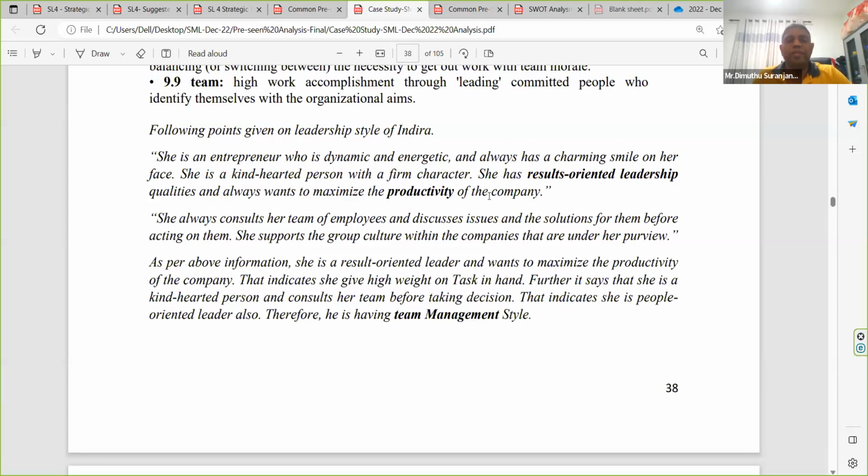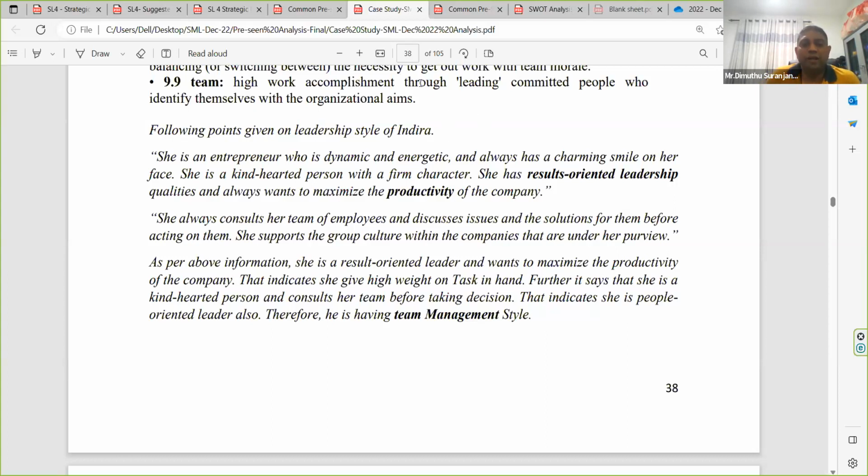She always consults her team of employees and discusses issues and the solutions for them before acting on them. She supports the group culture within the company that is under her review. As per the above information, she is a result-oriented leader and wants to maximize the productivity of the company. That is task orientation. That indicates you focus on the task in hand. But it says that she is a kind-hearted person and consults her team before taking decisions. That indicates she is a people-oriented leader also. Therefore, she has a team management style.